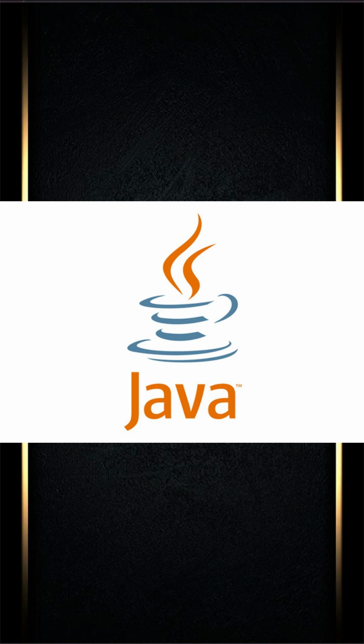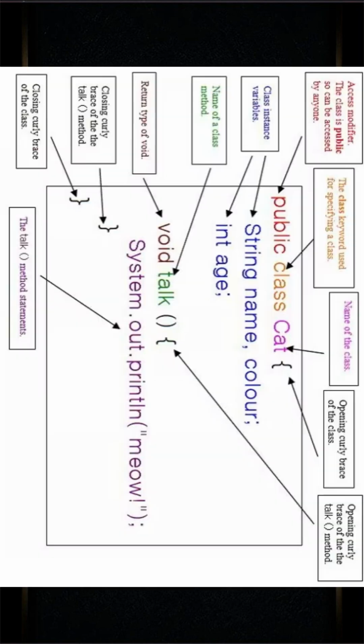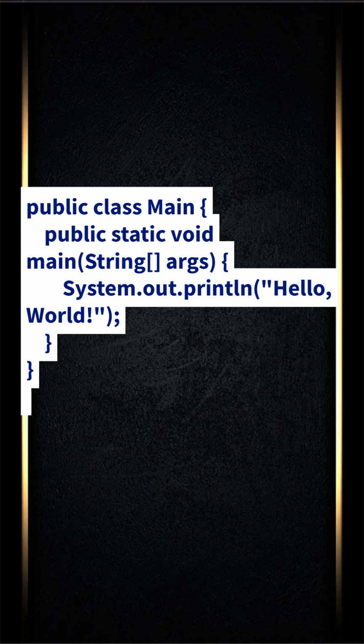Next, we have Java. Java is older, but still extremely important, especially in large enterprise systems, Android apps, and banking software. You need to write more code to do the same thing. In Java, that same Hello World looks like: public class Main, public static void main(String[] args), System.out.println("Hello World"). See how it's a bit longer? But it's designed for scalability and reliability.